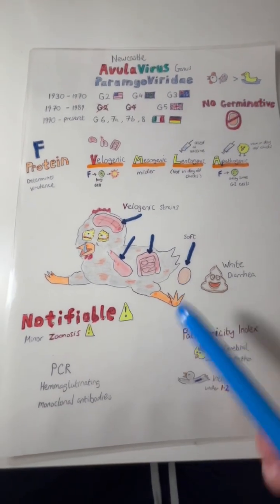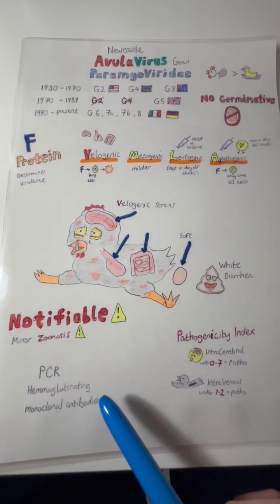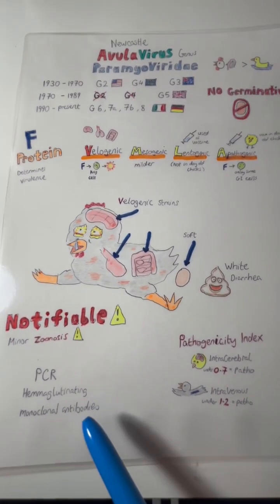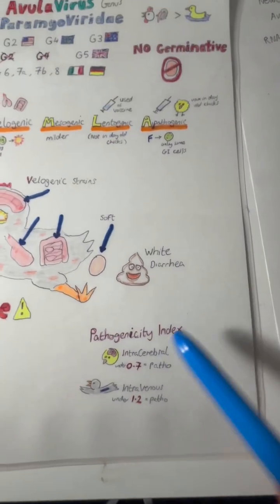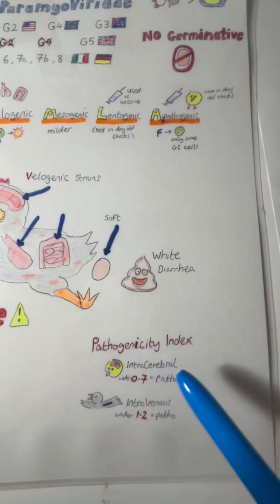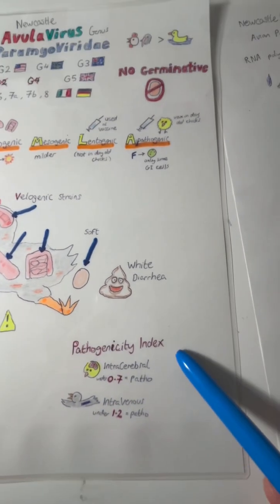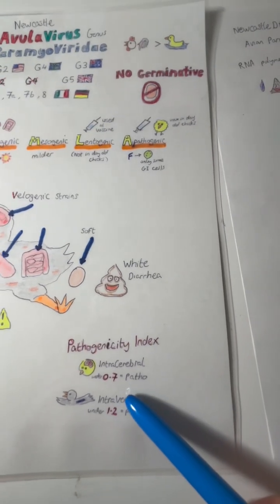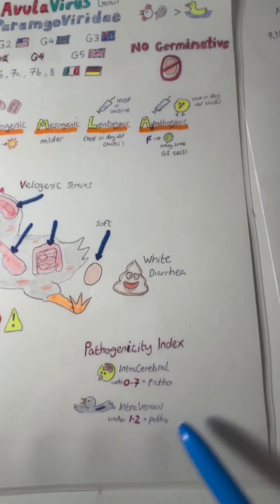To detect the virus, we can use PCR and hemagglutination, and detect the virus through monoclonal antibodies. And to determine the virulence, we need to use a pathogenicity index. For the intracerebral pathogenicity index, it's done in day-old chicks, and if it's under 0.7, it's considered pathogenic. For the intravenous pathogenicity index, it's done in 6-week-old birds, and if it's under 1.2, it's considered pathogenic.